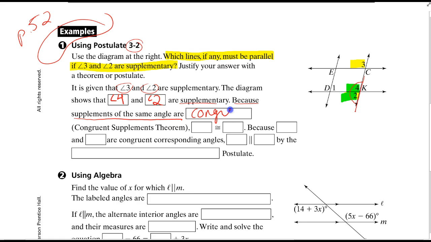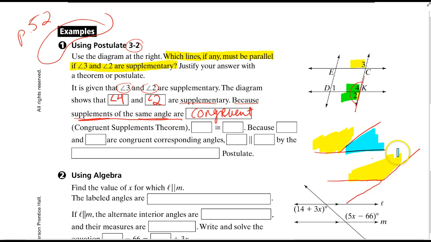Whoa, what does that mean? Congruent, C-O-N-G-R-U-E-N-T. Supplements of the same angle. Well, that means if we've got the yellow angle and its supplement, I can come over here and draw another angle. No, I need more room. I'm going to keep the yellow angle, but here's where I'm going to make its supplement. Look at that. I got a straight line here, and now I've got a supplement.